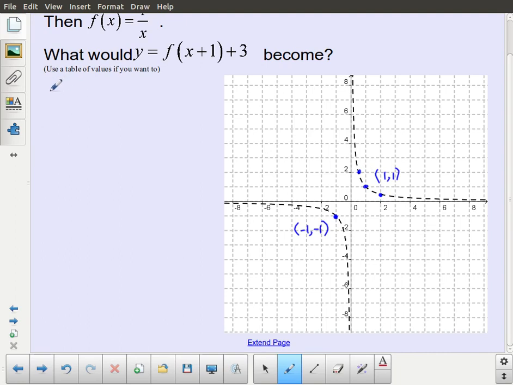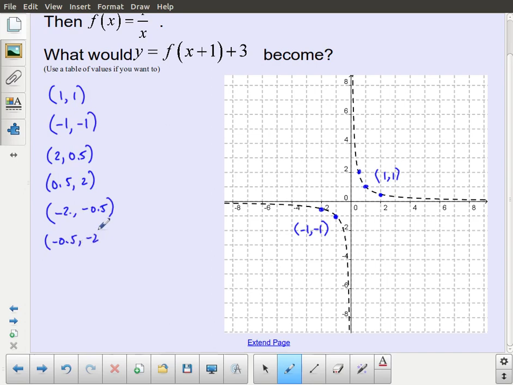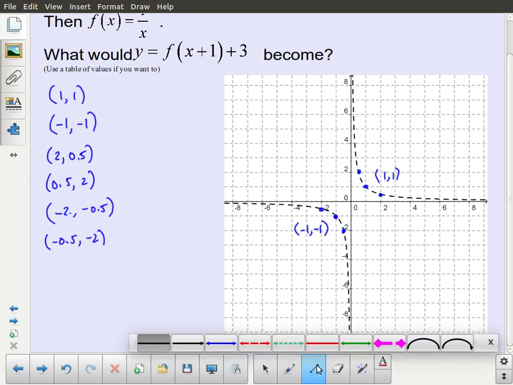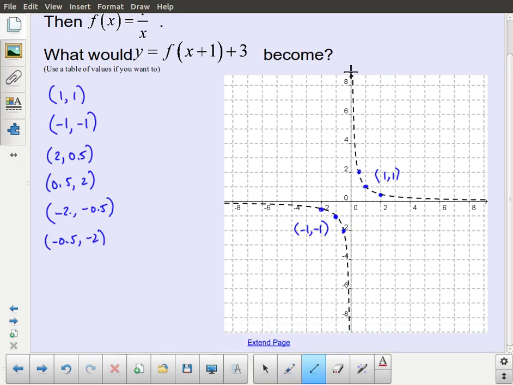I could also transform these points that are on the halves. So quite obviously we have the point 1, 1. We have negative 1, negative 1. I could stretch that to the point 2, 0.5, and 0.5, 2, which is here. And I could also stretch that to negative 2, negative 0.5, and negative 0.5, negative 2. So I could do it this way, and it will work just fine. But there's another thing I could do here, which is to remember that I've got these asymptotes.